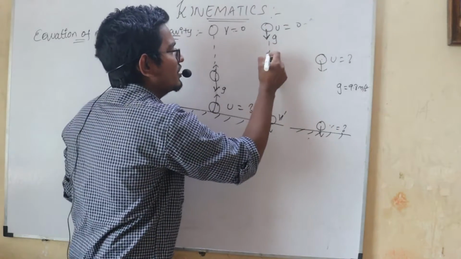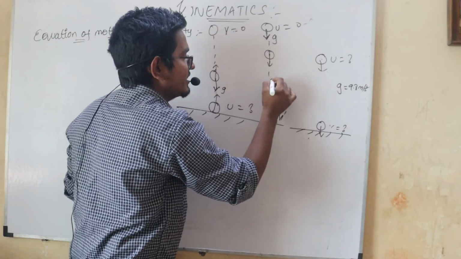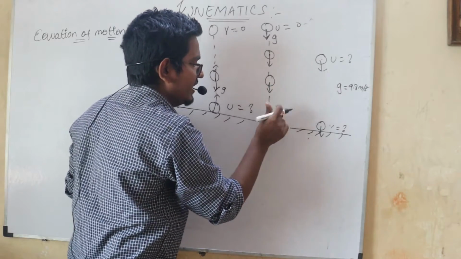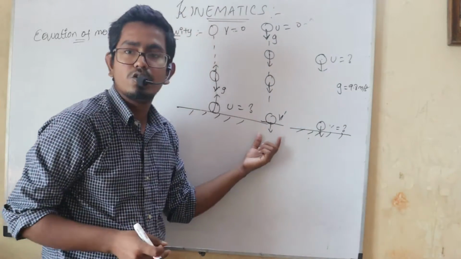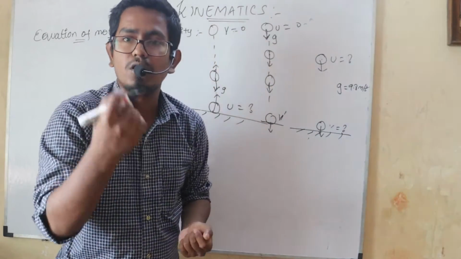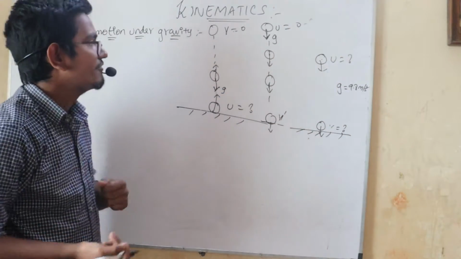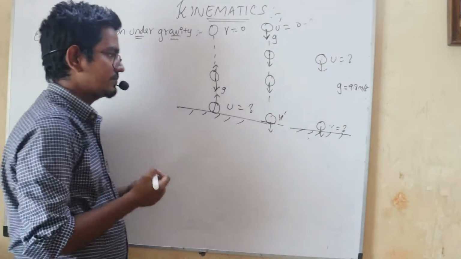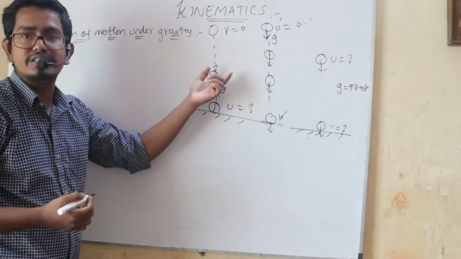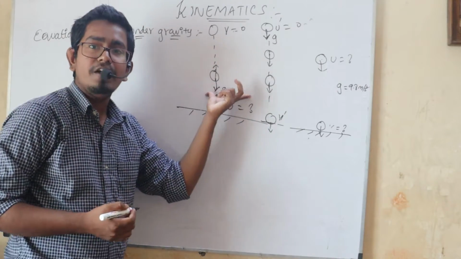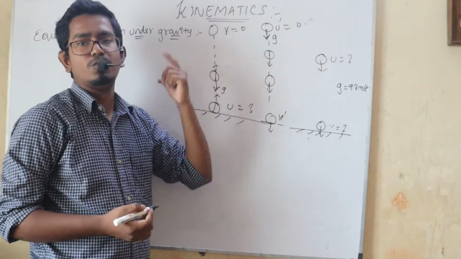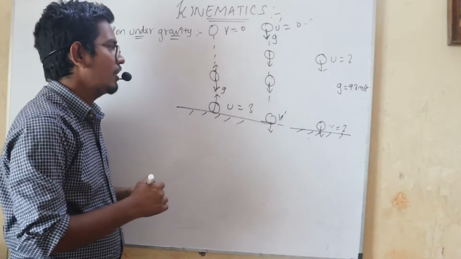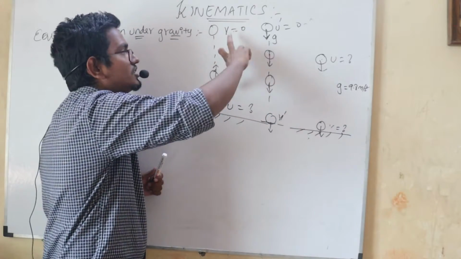As it is moving down, it is regaining its velocity, and it is going to hit the ground with a certain velocity, which I am considering as v dash, and it is u dash. Now we are going to derive the equation for this motion.